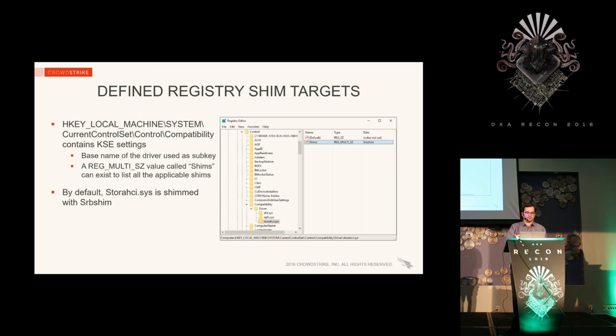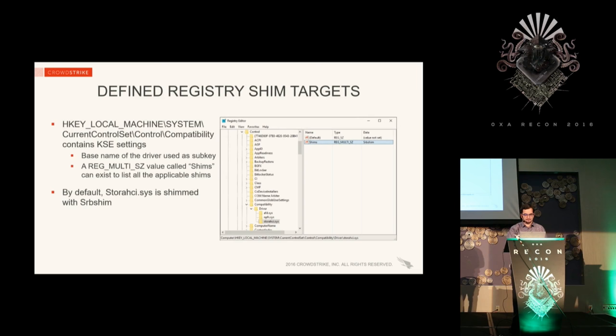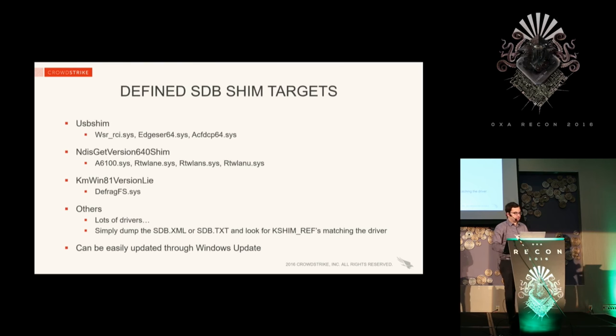So basically, whenever you load store.ahci.sys, it's going to be shimmed by SRB shim, which on the previous slide we saw is registered by store port. So storport.sys will be shimming store.ahci.sys. But that's only in the registry, because remember, the SDB can itself have other shim information. So just a few examples here.